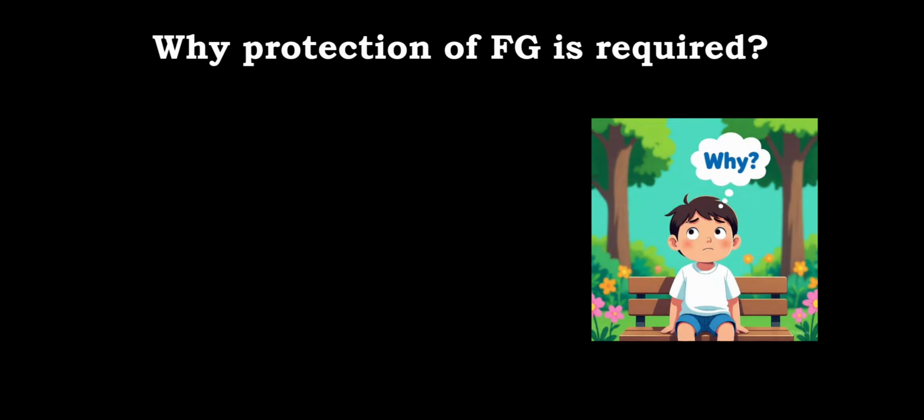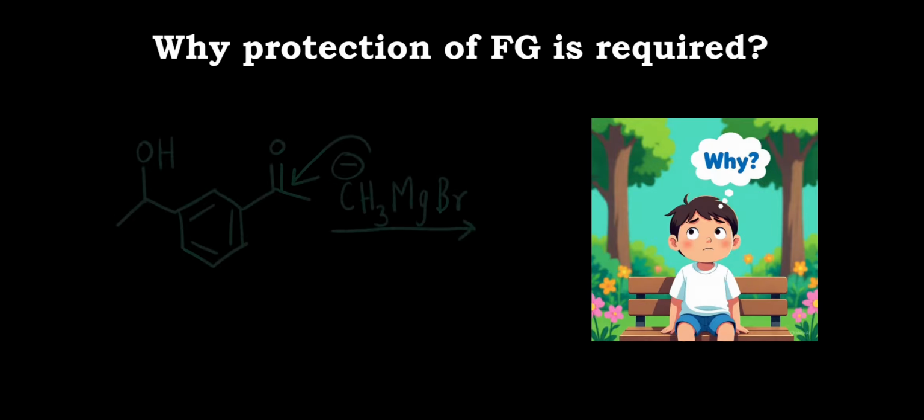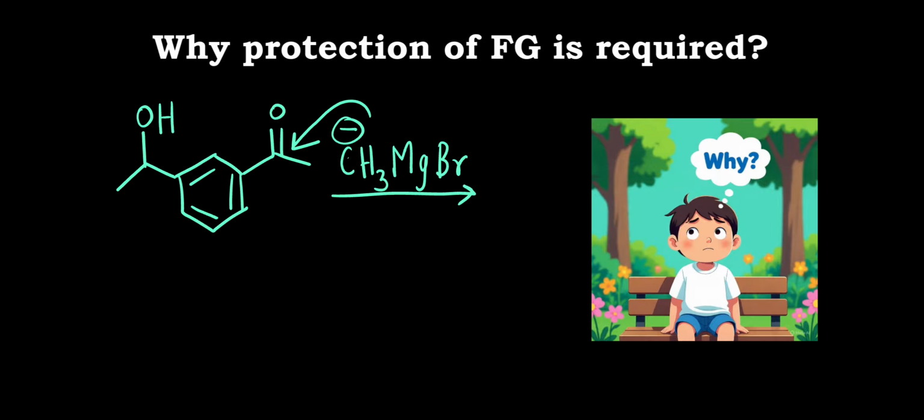Okay, so the first question is, why exactly do we need protection of a functional group? That is important to understand, and then we will learn how protection and deprotection is done. So imagine this starting material here. I want to do a Grignard reaction at the ketone, the electrophilic carbonyl carbon. So will this reaction occur, and will I get the methyl CH3 minus group attacking at this carbonyl carbon?